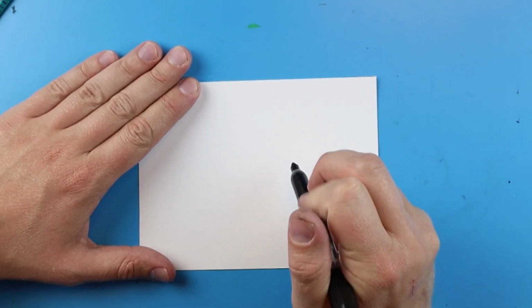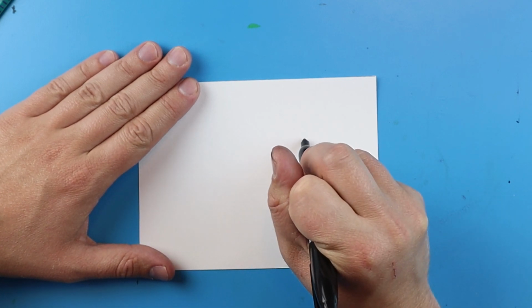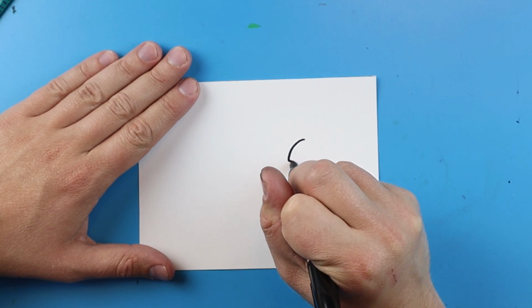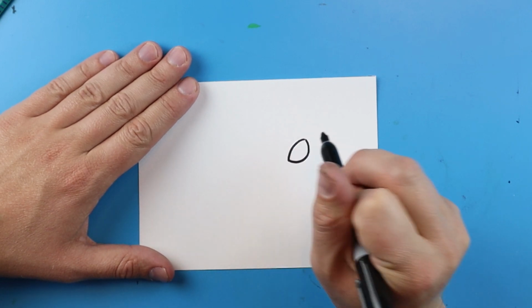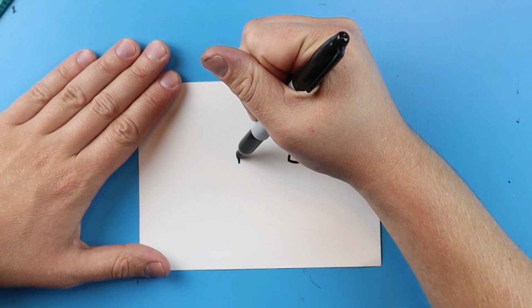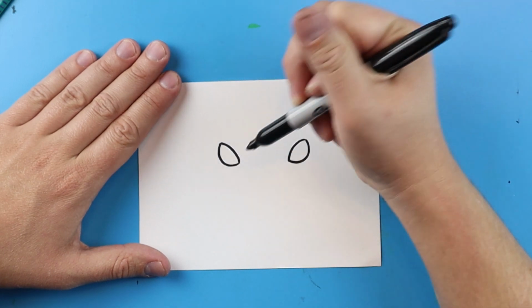So I'm just going to start by drawing a little oval shape. I'm going to start by making a line that goes down, and then I'm just going to kind of curve it up. It's almost kind of like a little football shape. Then I want to leave some space, and I'm going to do the same thing. We're going to draw a little curved line, and then another one right underneath it like this.